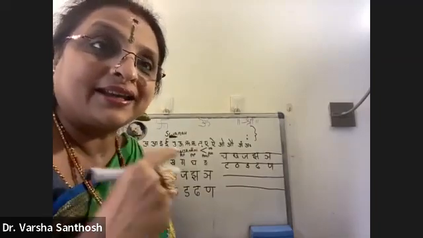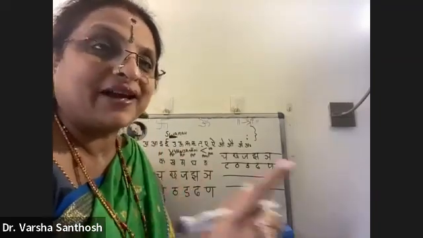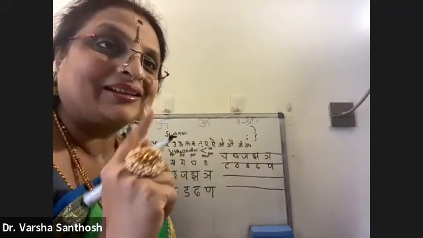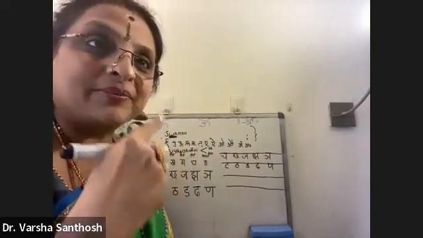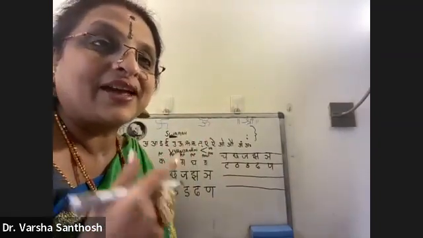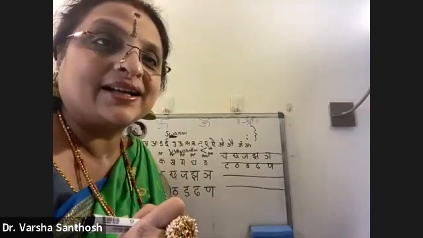Now in the dental category, throughout these five alphabets, the tongue has to come between the teeth. The tongue should not touch anywhere else in the mouth. Otherwise, the pronunciation will change. So now we have the first sound, ta.